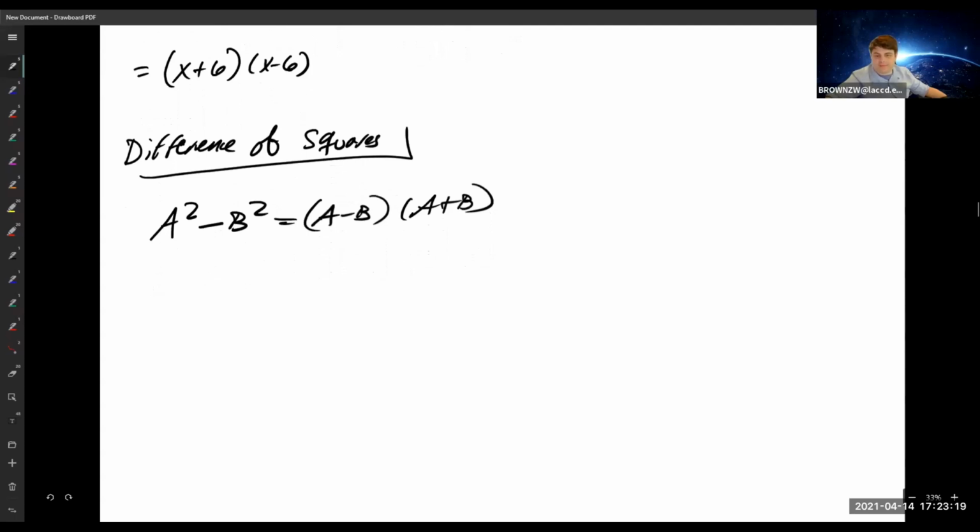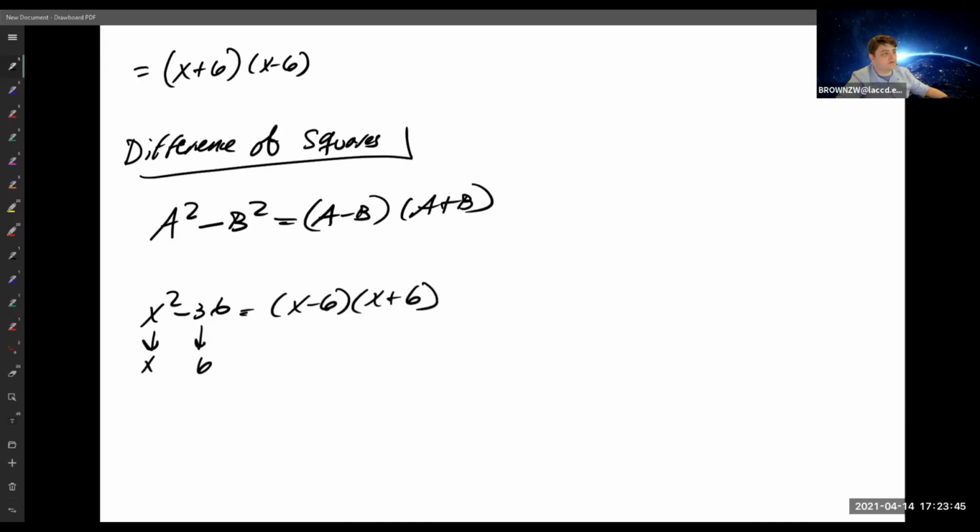And if we look at that last problem, once again, we had x squared minus 36. Well, this is a perfect square of x. This is a perfect square of 6. So we could have just said, oh, that's going to factor into x plus 6 and x minus 6. Questions on that, anybody?